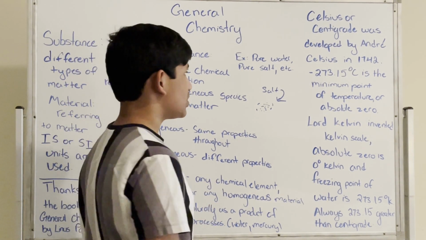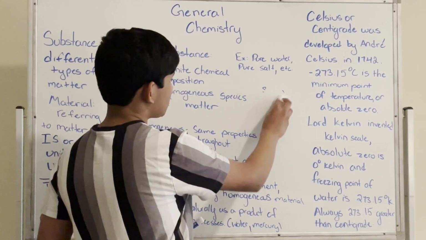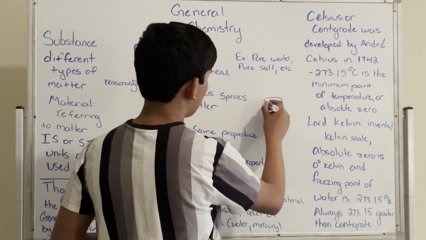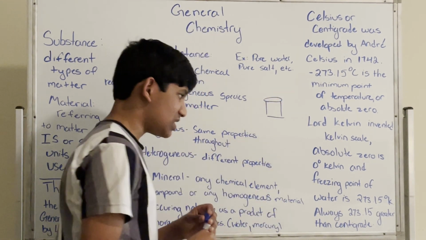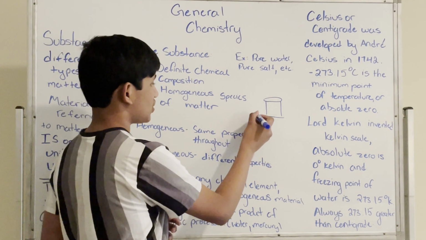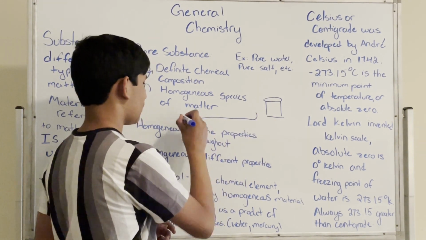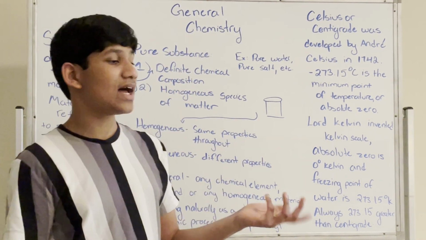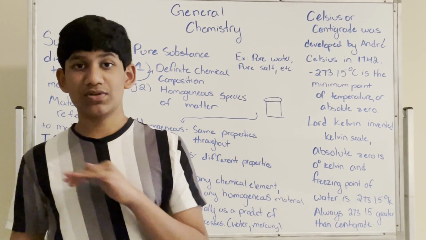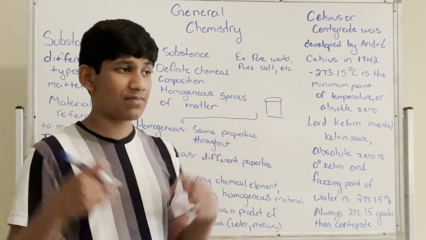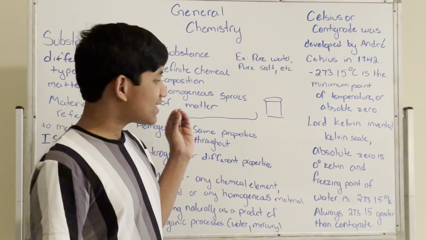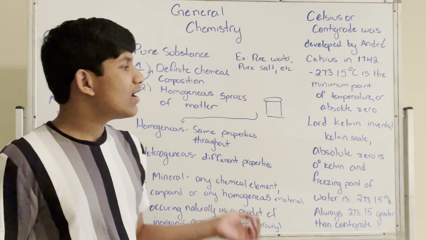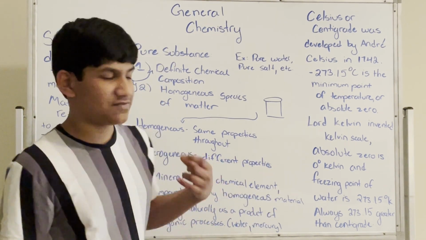Now, water, as I mentioned, is also a pure substance, because water, for example, with nothing dissolved into it, is a homogeneous species of matter. This is a good example for homogeneous, because no matter if you take any glass of water with nothing dissolved into it, so if we take pure water, we see it has a freezing point of 273.15 degrees Kelvin, or 0 degrees Celsius, or 32 degrees Fahrenheit.